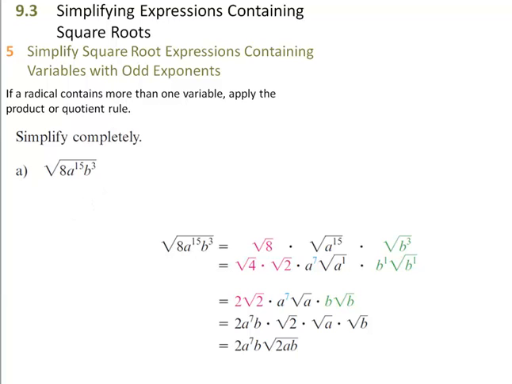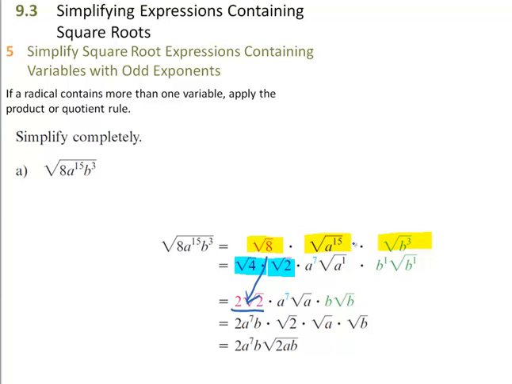In this particular case, we have the square root of 8 times a to the 15 times b to the third. And what we're going to do with this is use our product rule and break it up into the square root of 8, the square root of a to the 15th, and the square root of b to the third. We can break up the first one into the square root of 4 times the square root of 2. 2 is prime, so it's done, but we'll take the square root of 4 and we'll end up with 2 root 2, and that's descending like that.